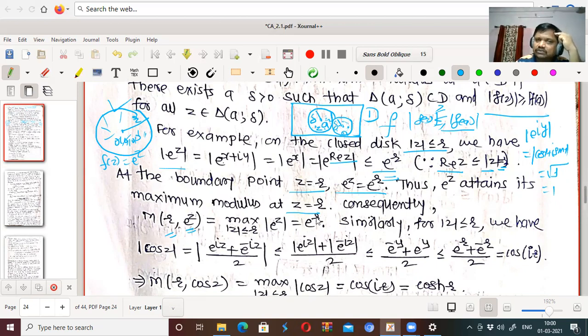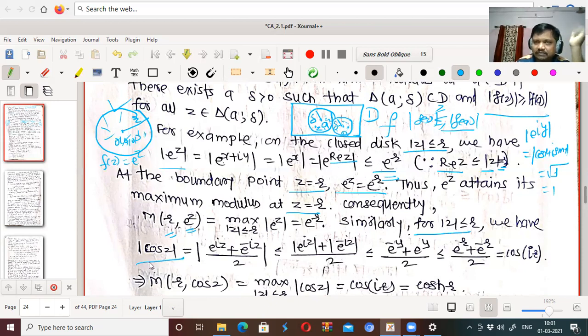And we know that it is equal to what? Again e to the power r. Similarly, for mod z less than or equal to r, we find the value of mod of cos z. We obtain the value of mod of e to the power z for mod z less than or equal to r, and the maximum value is e to the power r.